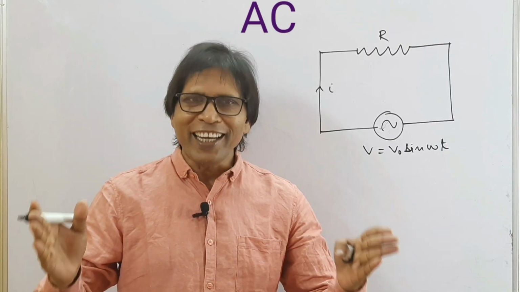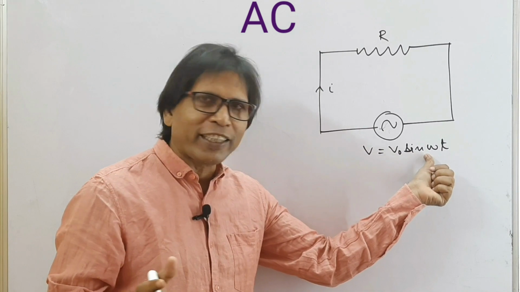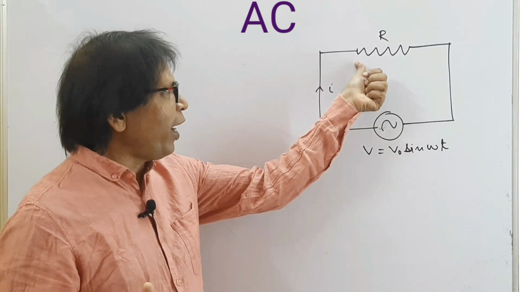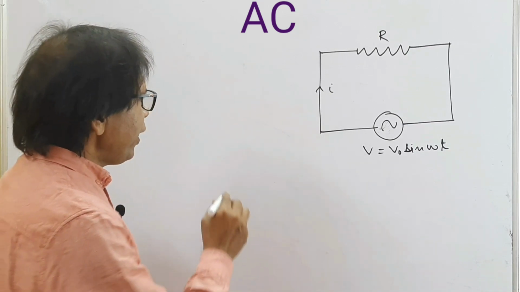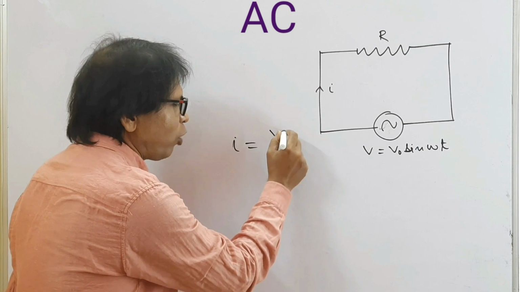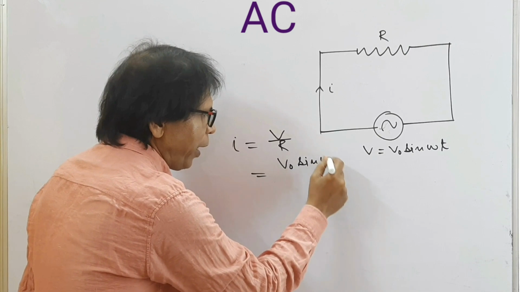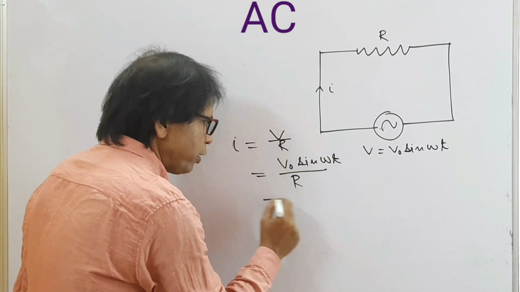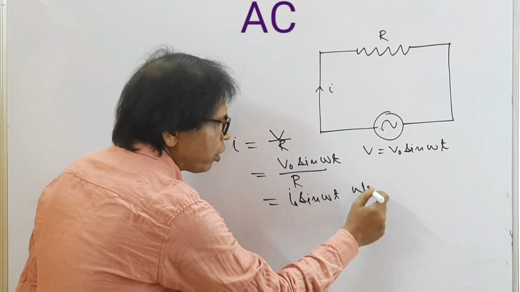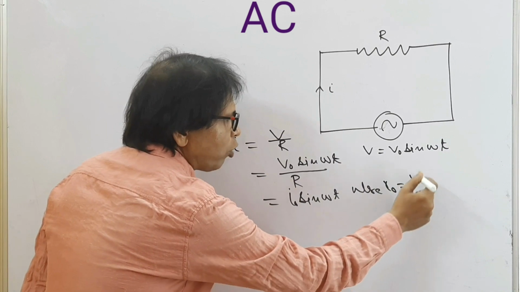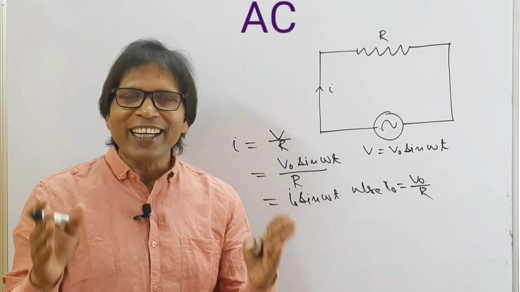Now, AC voltage in a resistive circuit. The AC voltage V equals V naught sin omega t is applied across a resistor of resistance capital R. So the instantaneous current I is equal to V by R, therefore V naught sin omega t divided by R. Therefore, this is I naught sin omega t, where I naught equals V naught by R, is the peak value of alternating current.